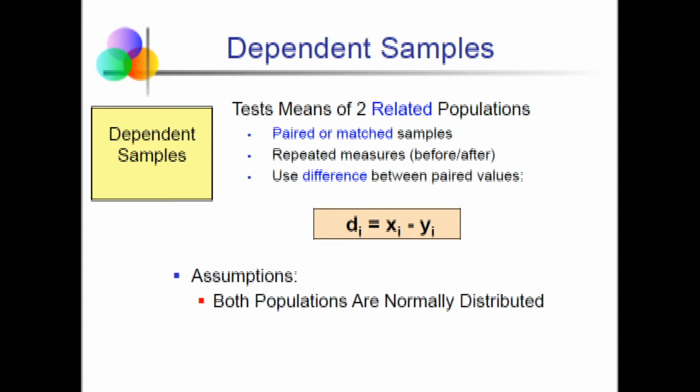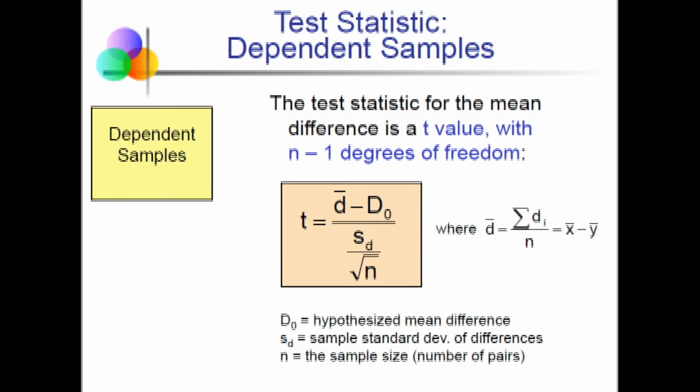So when we have dependent samples, these can be paired or matched samples. So we look for the difference in the paired samples. We're actually interested if there's a difference between any two population means. In this test, we assume that the populations from which the samples are coming are normally distributed. So the test statistic is the t value, and the degrees of freedom are n minus 1.